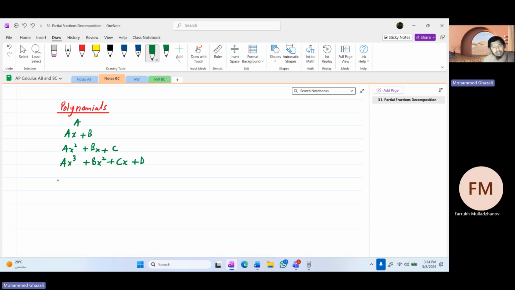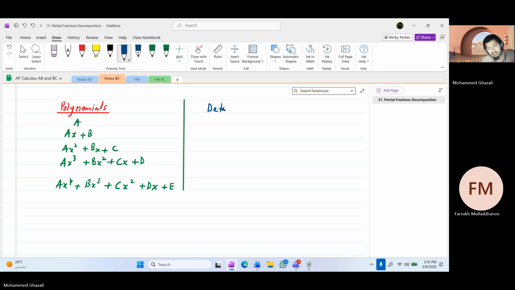Quartic is ax to the power 4 plus bx cubed plus cx squared plus dx plus e. All right, so those are the different types of polynomials. Now, from these polynomials, I want you to detach the coefficients and tell me what the coefficients are.